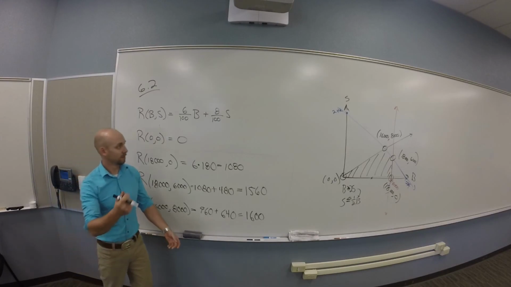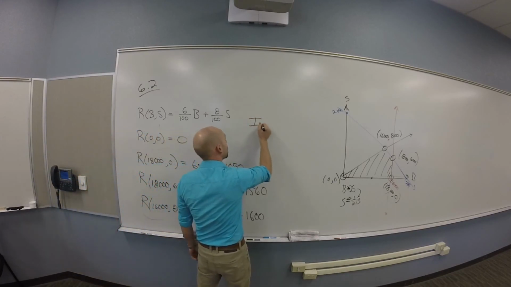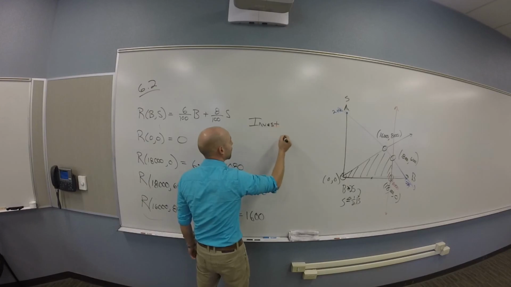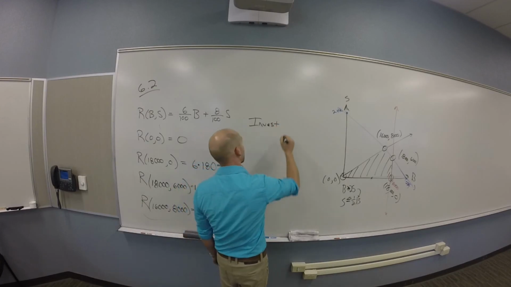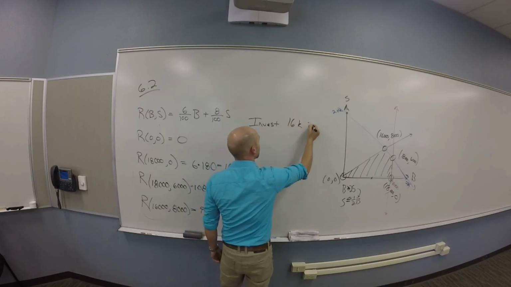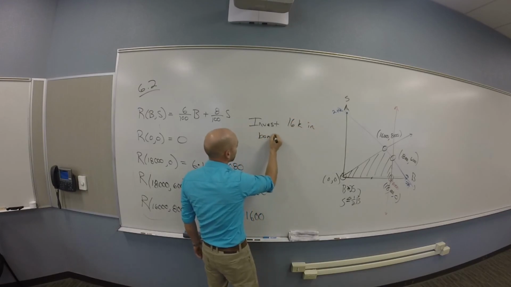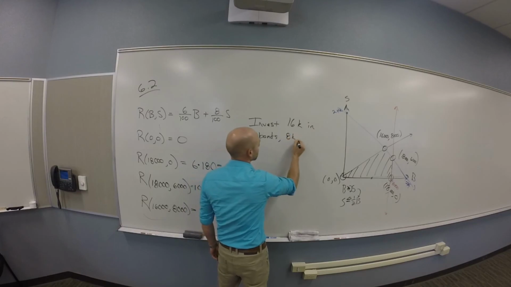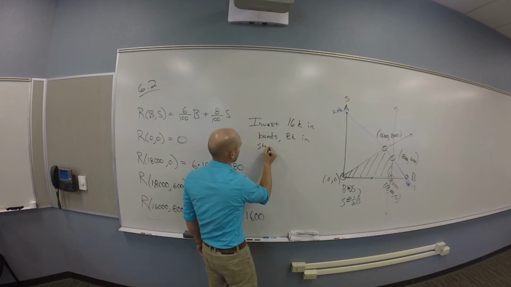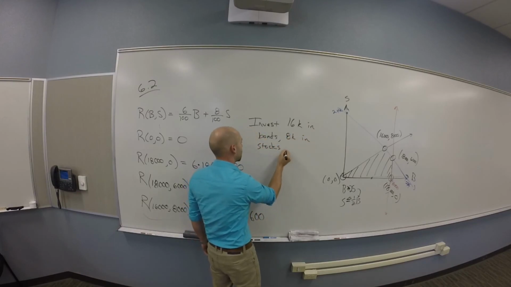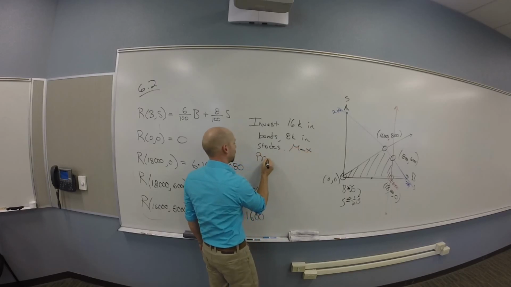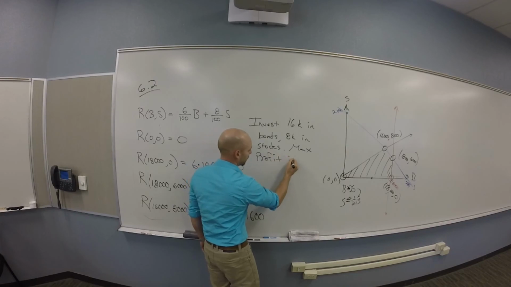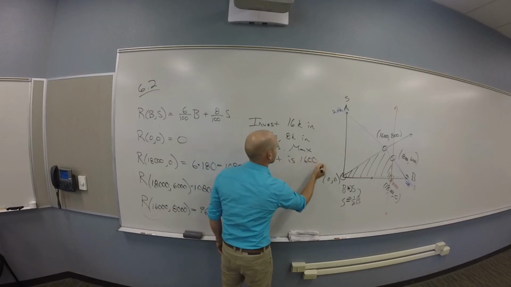Investing 16,000 in bonds and 8,000 in stocks will yield the highest return of $1,600. Perfect, awesome. Invest 16K in bonds, 8K in stocks, max profit is $1,600.